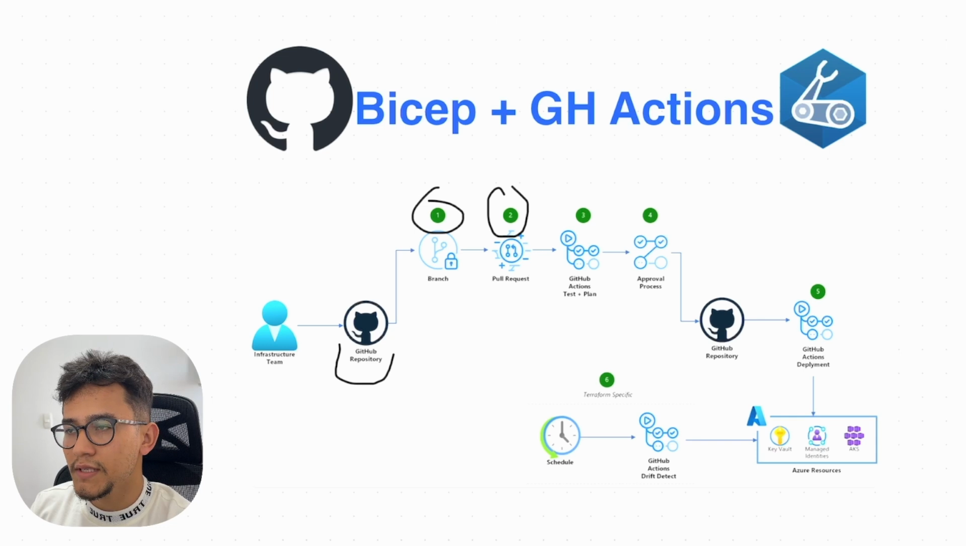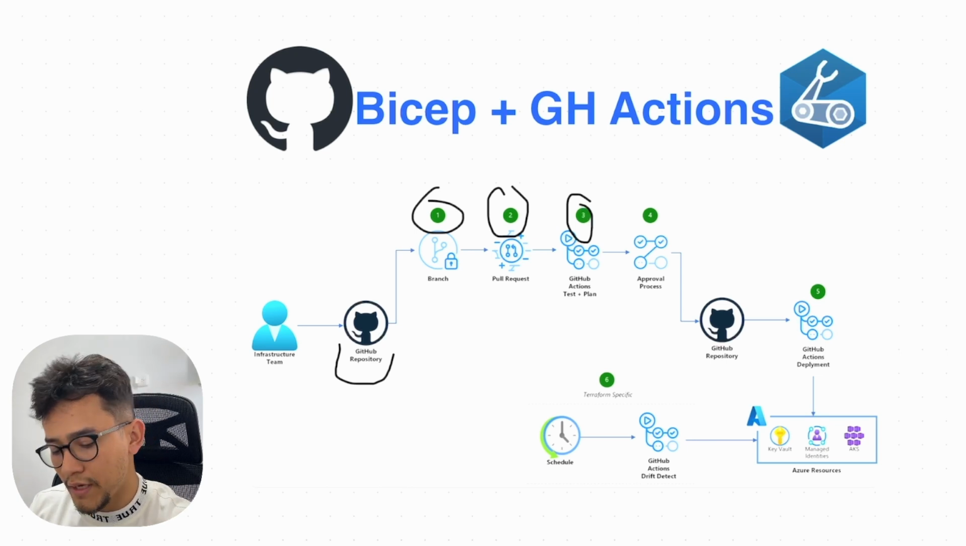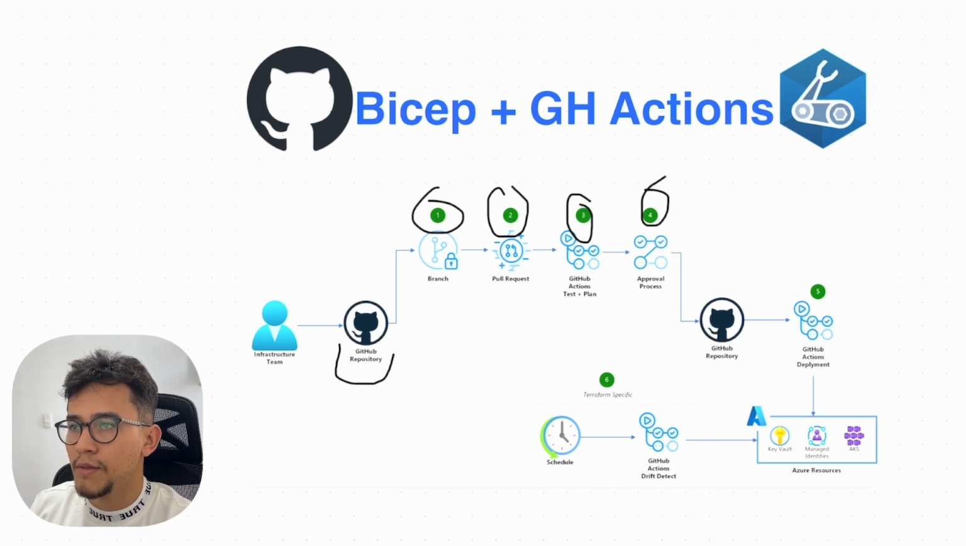Once the pull request is created, two GitHub Actions are going to be triggered, one for test and another for plan. The test is going to validate the template and do some linting checks, and the plan is going to preview the changes that are going to be made to the Azure cloud. Finally, we can approve and merge the pull request.